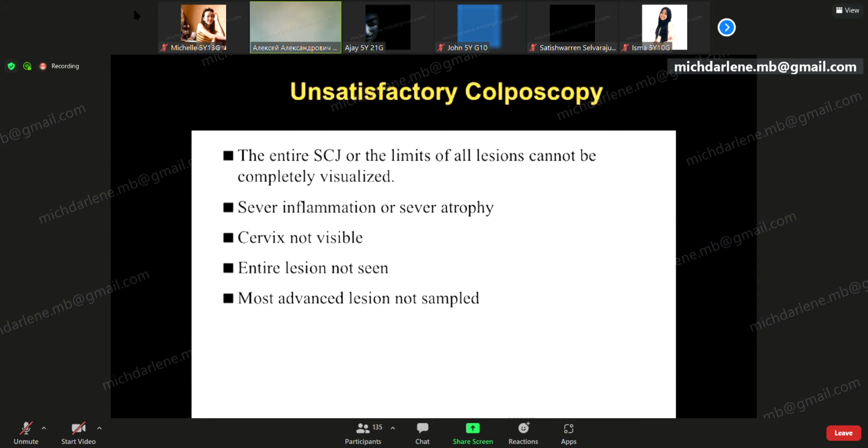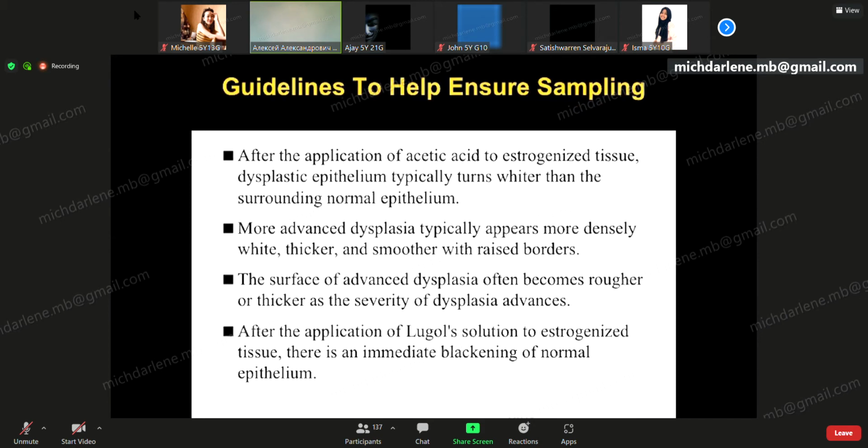Now we'll identify the reasons for unsatisfactory colposcopy. The entire squamocolumnar junction or the limits of all lesions can't be completely visualized; severe inflammation or severe atrophy; cervix not visible; entire lesion not seen; most advanced lesion not sampled. Guidelines to help ensure sampling.